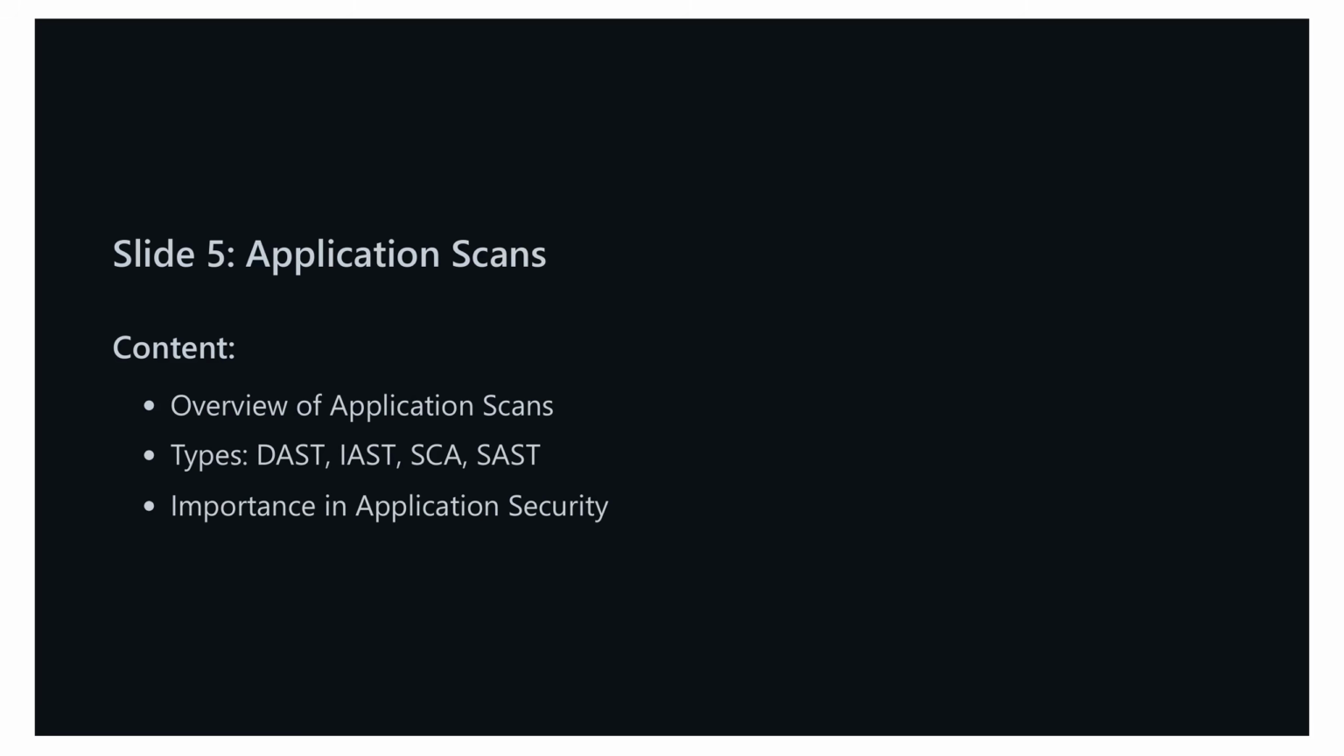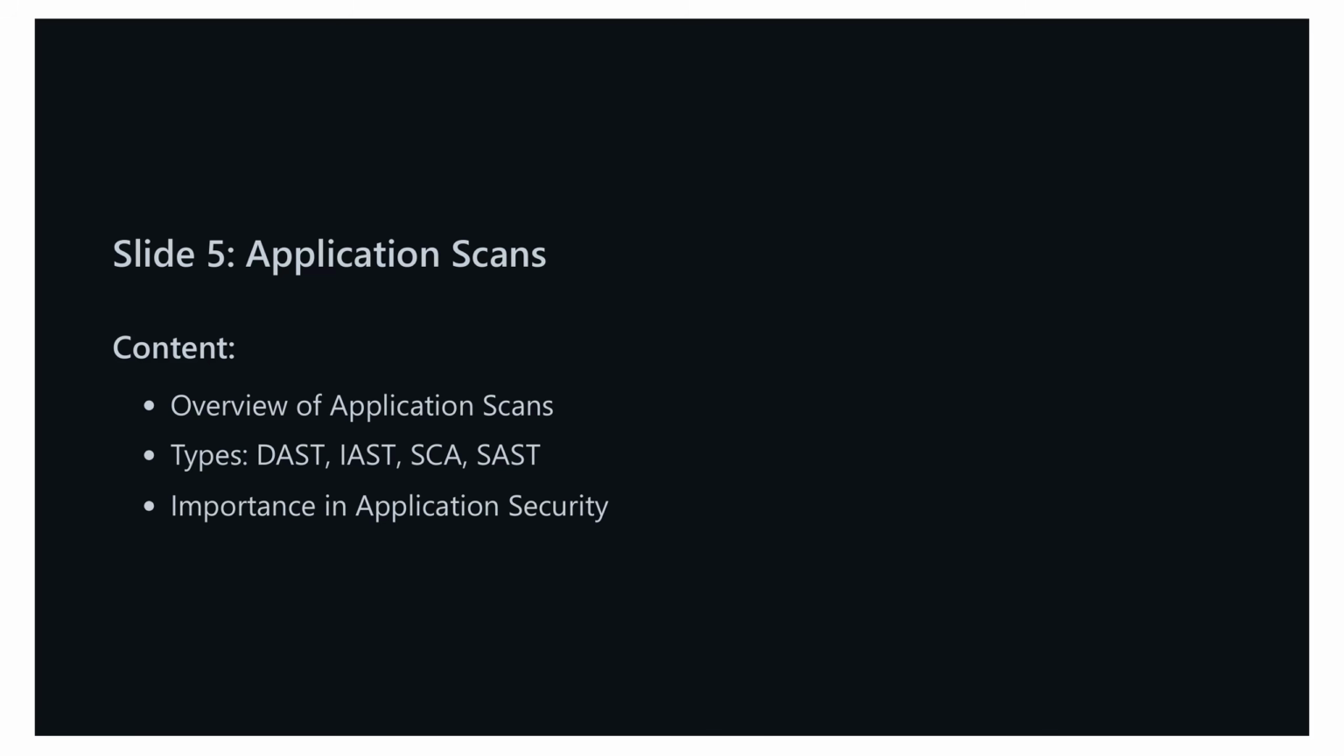On this slide, we dive into application scans, a crucial aspect of maintaining robust application security. First, let's outline the types of application scans, which include Dynamic Application Security Testing, DAST, Interactive Application Security Testing, IAST, Software Composition Analysis, SCA, and Static Application Security Testing.